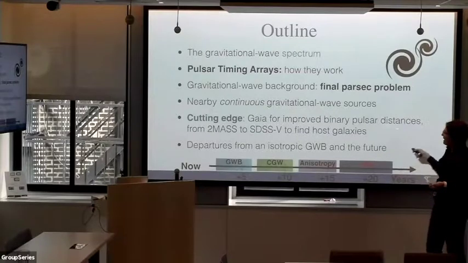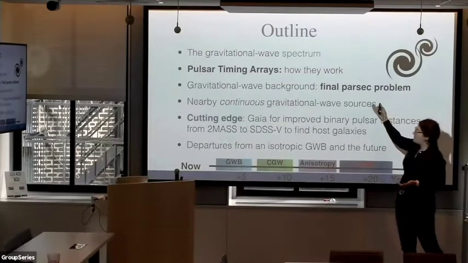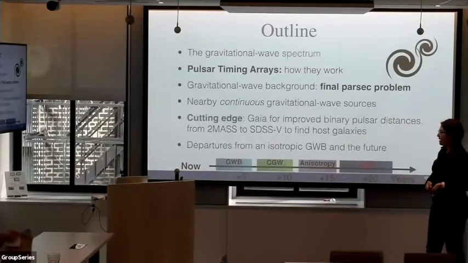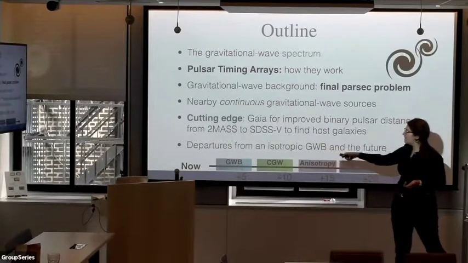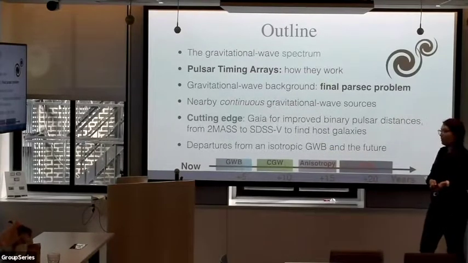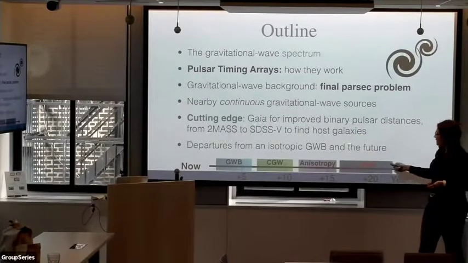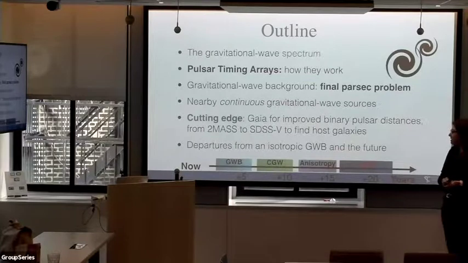I'll then bring you to the cutting edge and show you how we can improve pulsar distance measurements using surveys like Gaia, and how that will help you improve your sensitivity to continuous gravitational waves. Also, how you can use galaxy surveys like 2MASS and SDSS to find the host galaxies for these supermassive black hole binary systems. And finally, projecting into the future, I'll examine departures from an isotropic gravitational wave background. We'll look at anisotropy of the background and what that can tell us about the underlying source population of supermassive black holes.